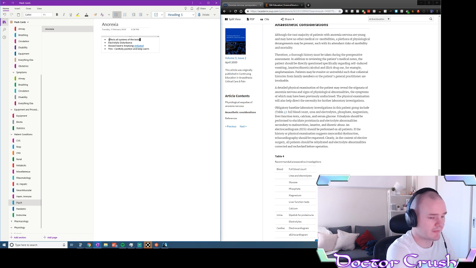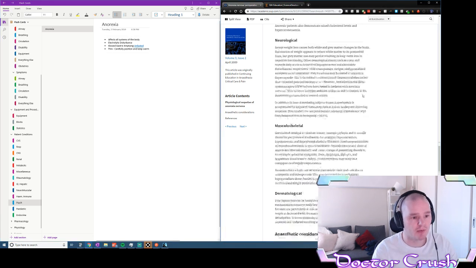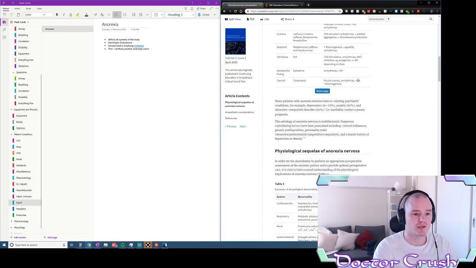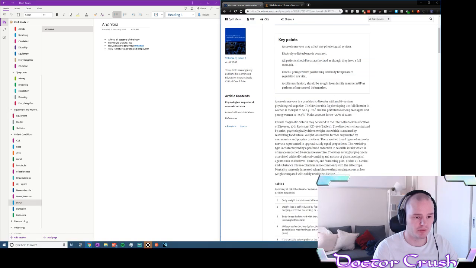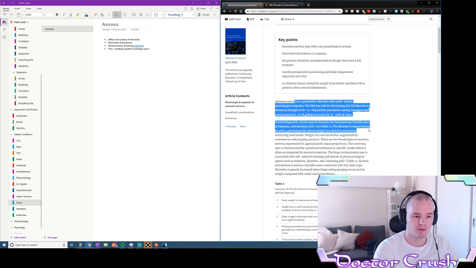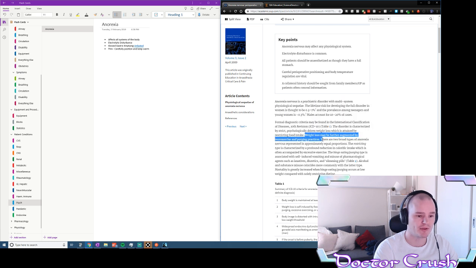Is there a nice little definition, like what is anorexia? It's deliberately withholding orally. Psychiatric disorder. Lifetime risk. Strict psychologically driven weight loss, which is gained by restricting. May be augmented by overexercise and purging. It sucks, man. What an awful condition to have.